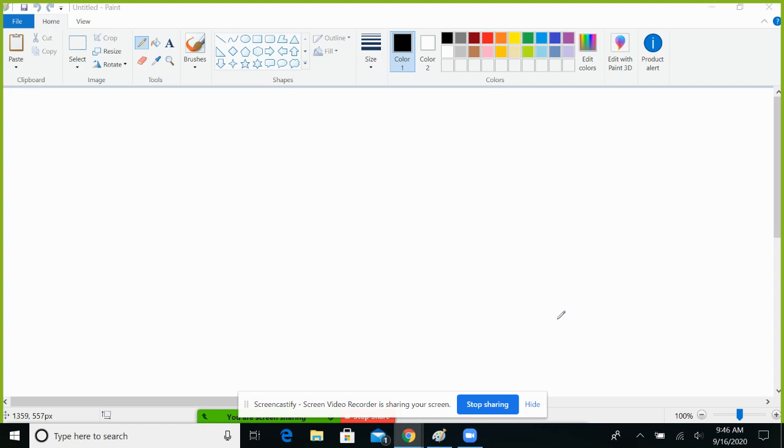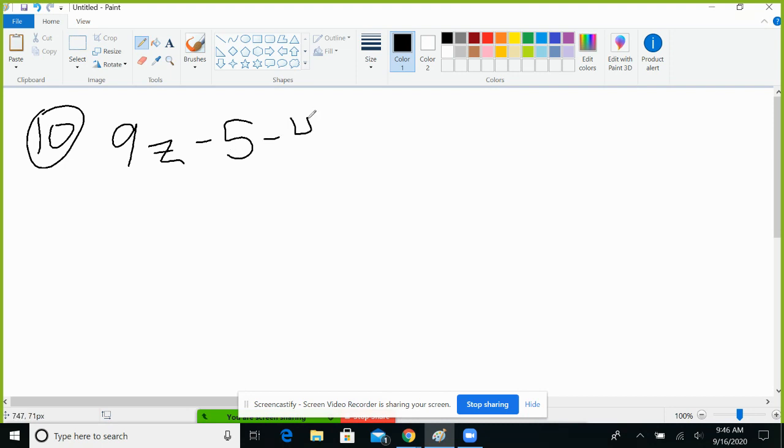All right, section 1.2, number 10. All right, 9z minus 5 minus 4z equals negative 5. Okay, make sure when I write down the problems, I'm writing the correct problem down, because that would be a waste if I'm writing it down incorrectly.